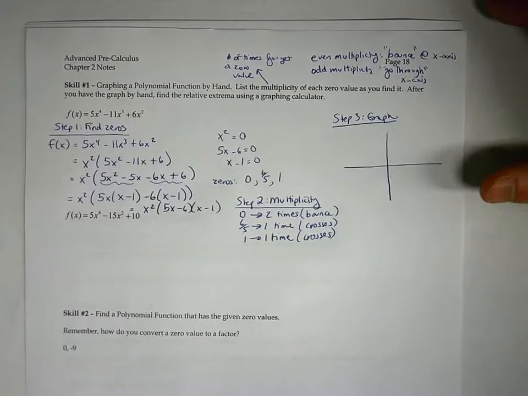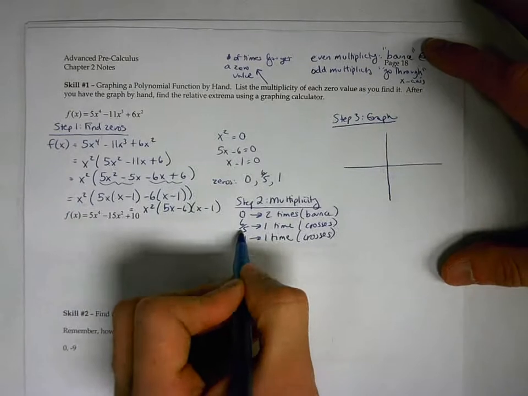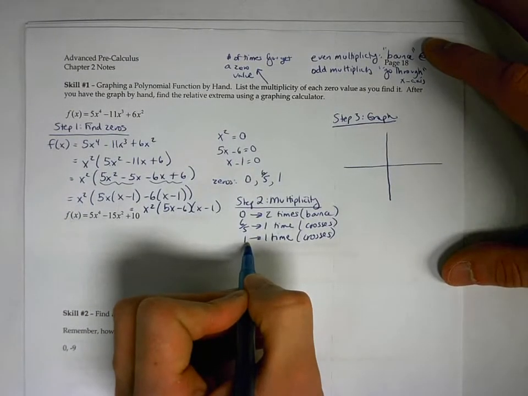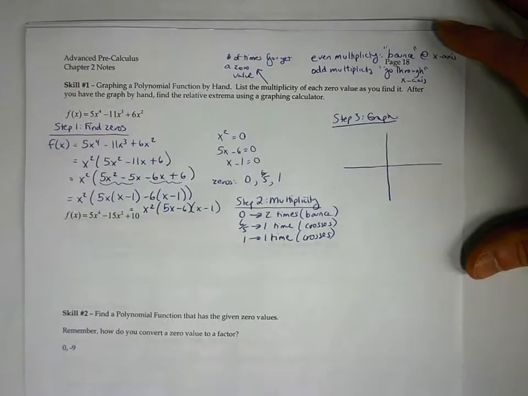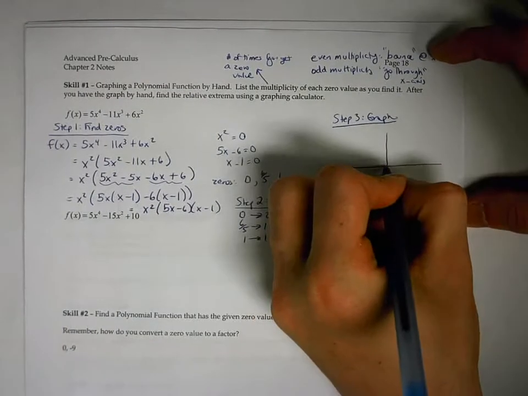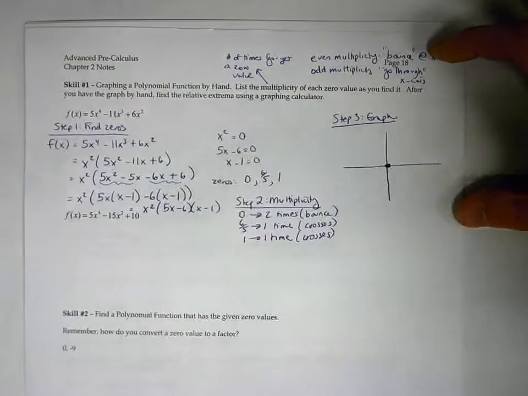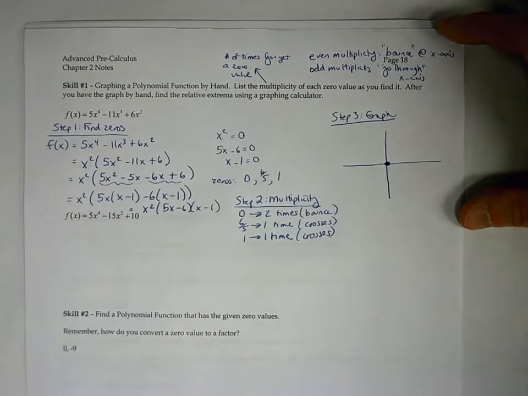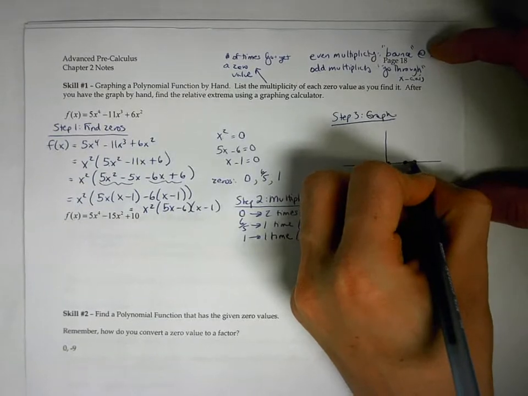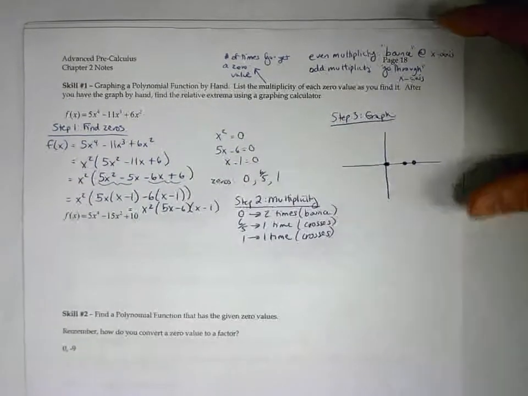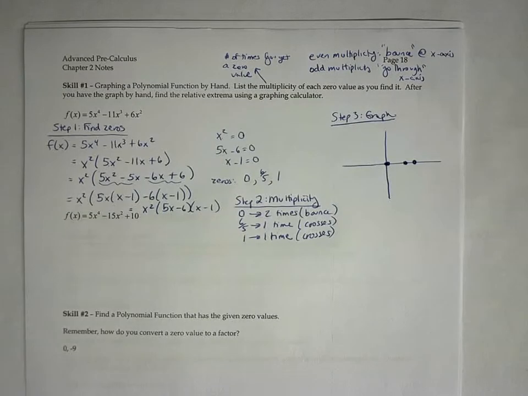And we can start by filling in the pieces we know. I know my zeros are 0, 6/5, and 1. And 0, 6/5, and 1 are my zeros, which are also my x-intercepts. So I'm going to put those on the x-axis. So there's 0, there's 1, and then 6/5 is 1 1/5, so it's slightly past 1.